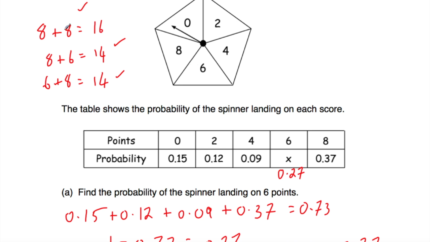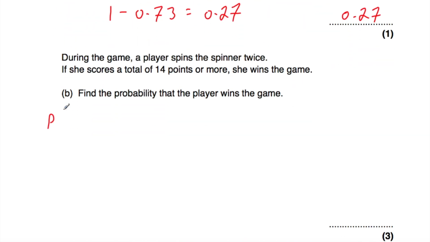So we want to find the probability of an 8 and an 8, an 8 and a 6, and a 6 and an 8, and then add them all together. So let's write that down. The probability of an 8 and an 8, the probability of an 8 and a 6, and the probability of a 6 and an 8.